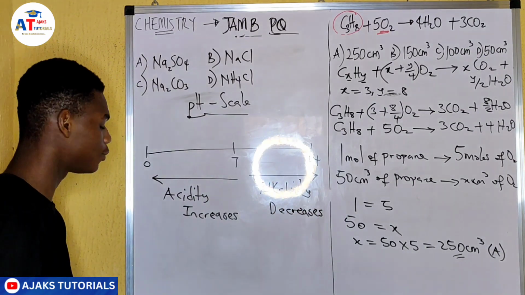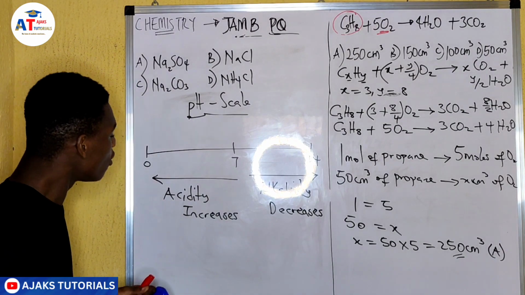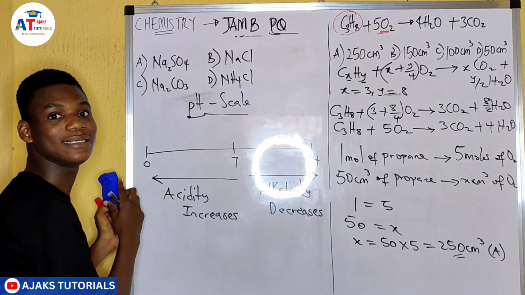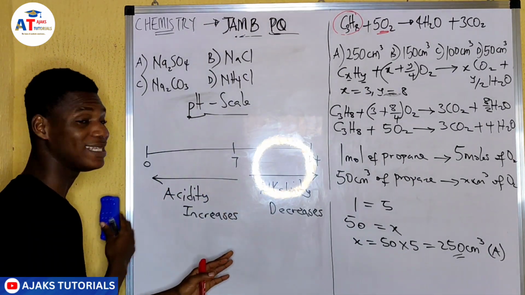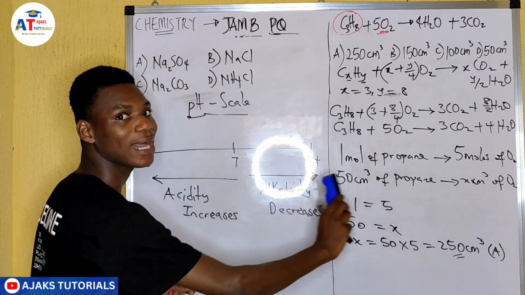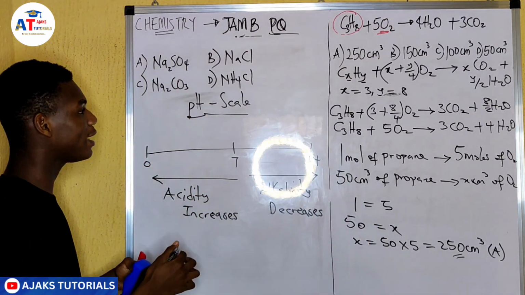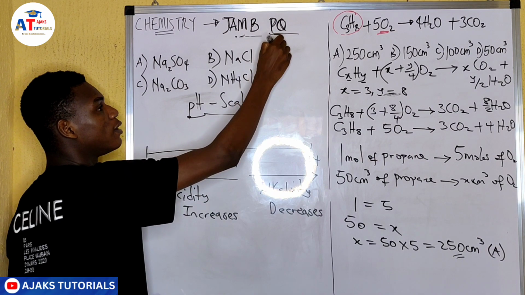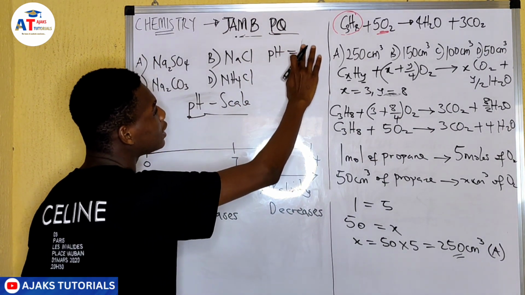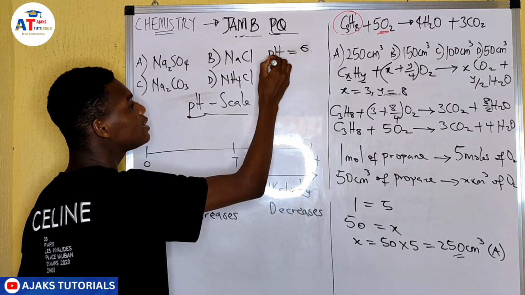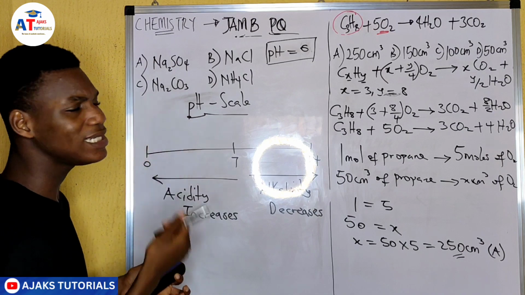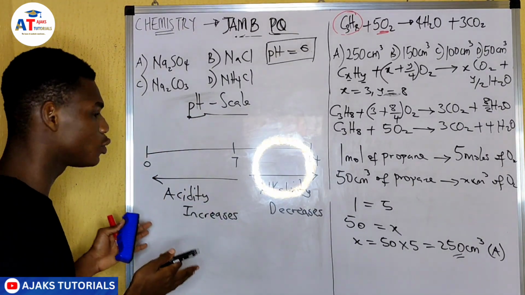Are we getting it? Now, what do I mean? From 0 to 7 is acidic. Now, from 7 to 14 is what? Alkaline. That means if you are hearing a pH of, let's say, 6, this is what? Acidic. But now, is this a weak acid or a strong acid? That's what we are going to be knowing now.